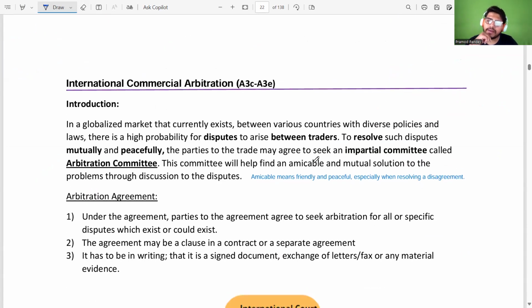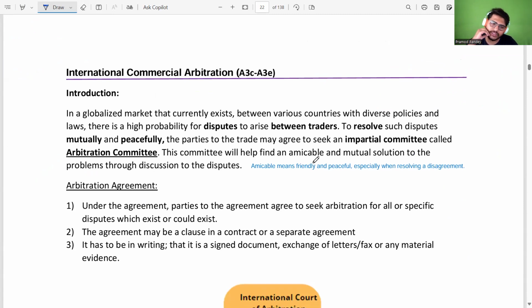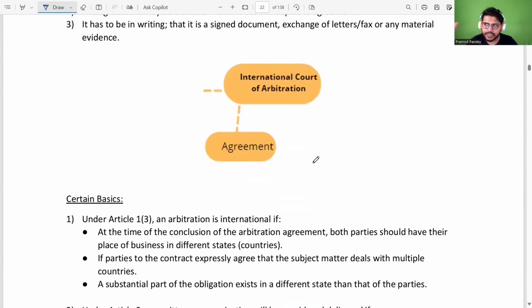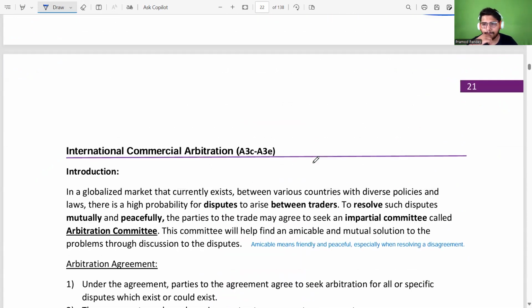Now onward, we will be learning a detailed discussion about arbitration from here. And this is the last area of the topic that is left.